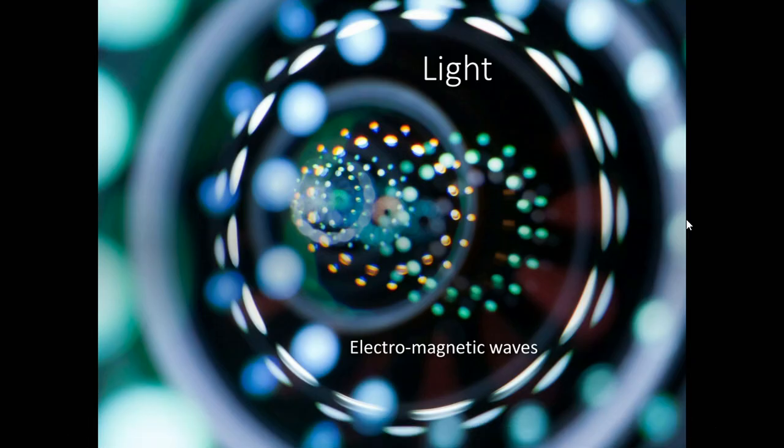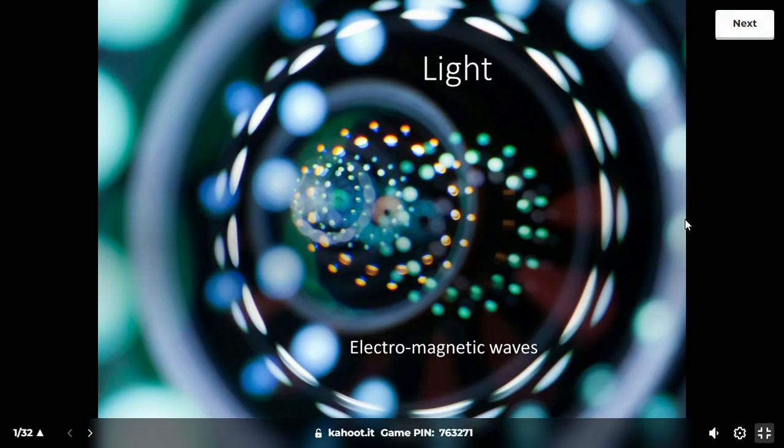Okay, so we're going to be talking about light today, and specifically light is electromagnetic waves. And the reason that light is so important is that until the last 50 years or so, all of the information we were getting from space was in the form of light. So it's very important that we understand how light works if we want to study astronomy.